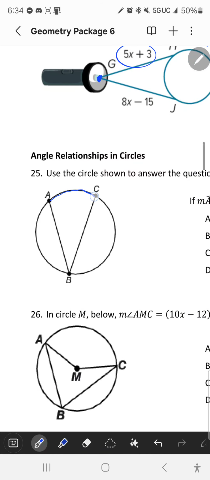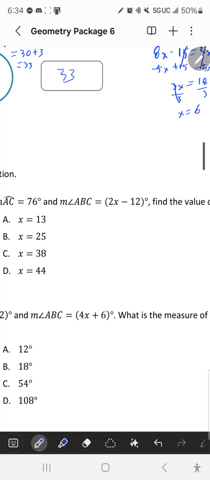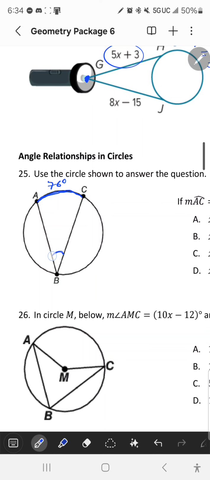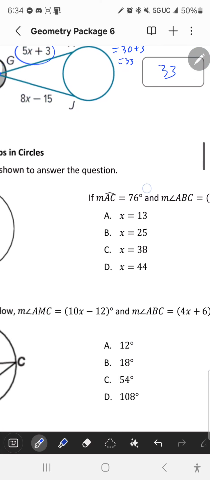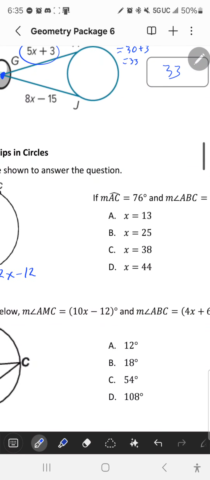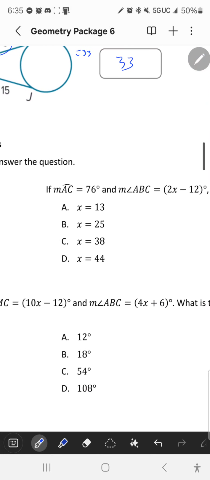So we know that this arc is 76. And the measure of the angle ABC, so this angle right here, is 2x minus 12. Find the value of x.